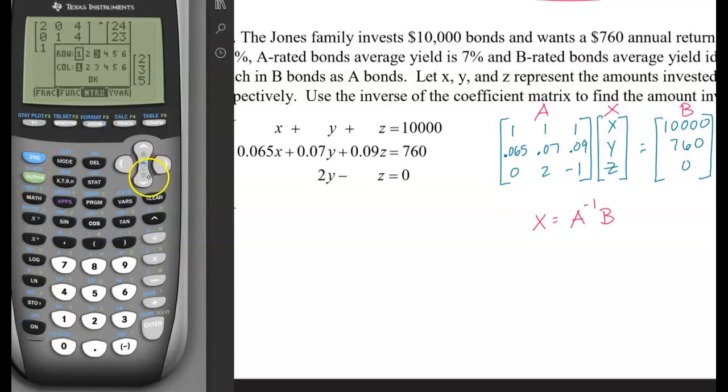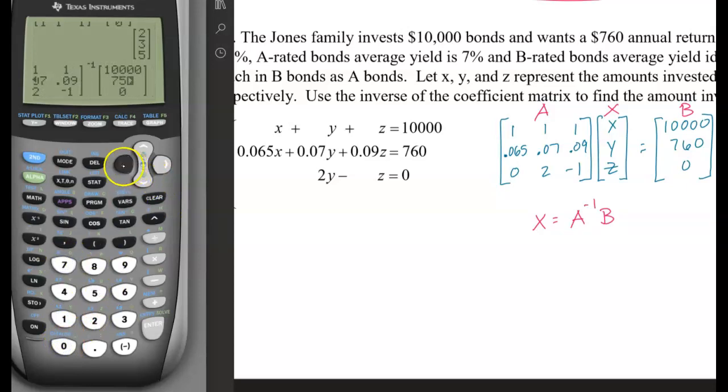So I press alpha zoom. This is a 3 by 3. 1, 1, 1, 0.065, 0.07, 0.09, 0, 2, -1. We're inversing it, multiplying it by the constant matrix, which is a 3 by 1, 10,000, 760, whoops, 760, and 0.